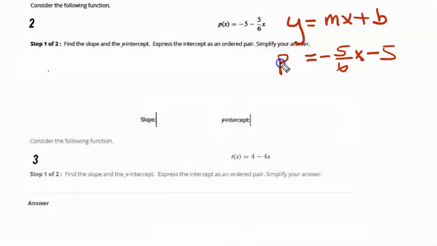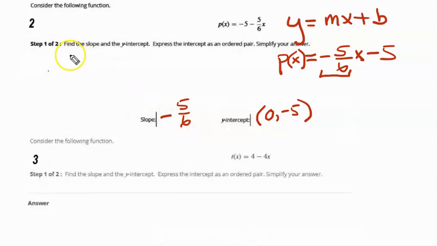So in function form, rewriting it so it's a little more familiar, what is our slope then? Well, it's what's in the m position, -5/6. And what is our y-intercept? Now, when we write the y-intercept in the software, we have to put it as an ordered pair. X is 0, and our y value is -5.